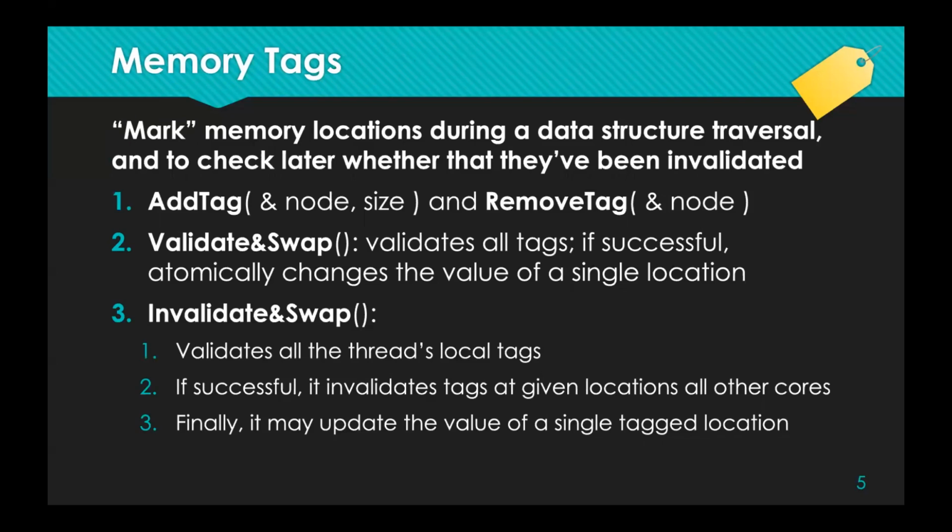a single location. And finally, the most complex such operation is invalidate and swap, which first validates all of the thread's local tags. If this is successful, then it invalidates tags at a given set of locations at all other threads or cores. And then finally, if this is also successful, then it may update the value at a single tag location. So this is just a slightly more complex version of compare and swap, or validate and swap, which allows you to, in addition, invalidate a subset of the nodes remotely.